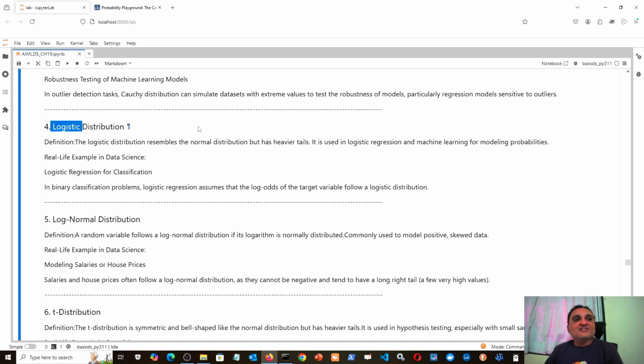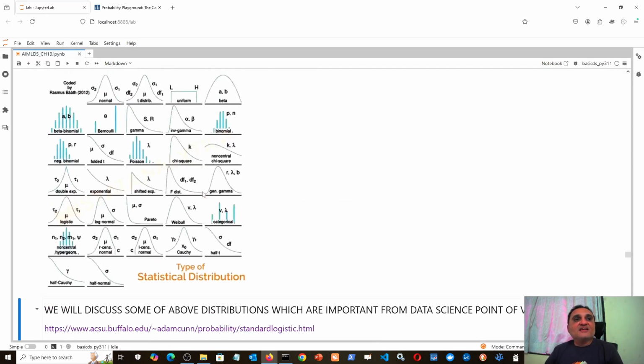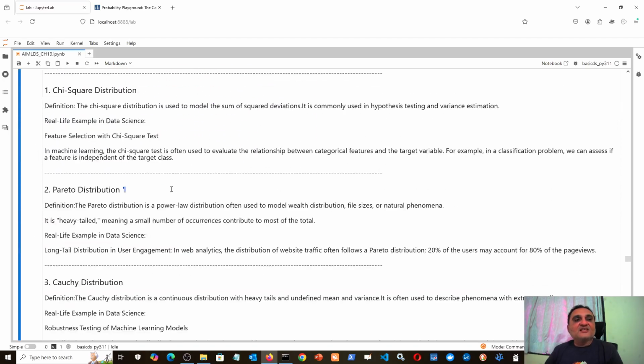Then the logistic distribution. Now the logistic distribution resembles the normal distribution, but it has a heavier tail. Here you can see it is almost like a bell curve, but on the tail side, on either end, it has a heavier tail. Okay, so that is the logistic distribution.